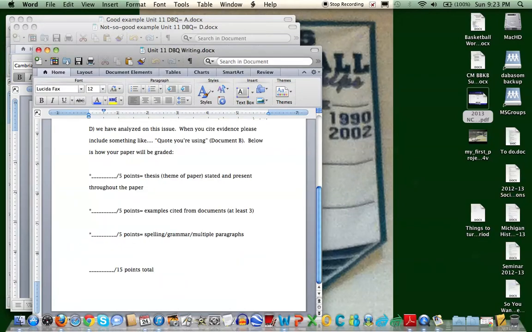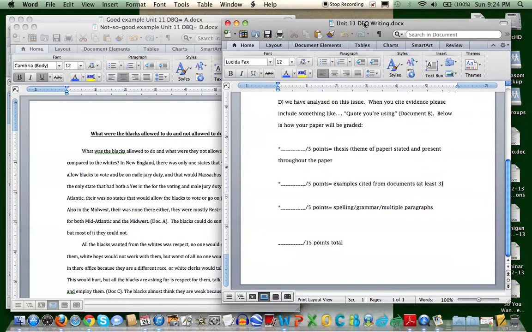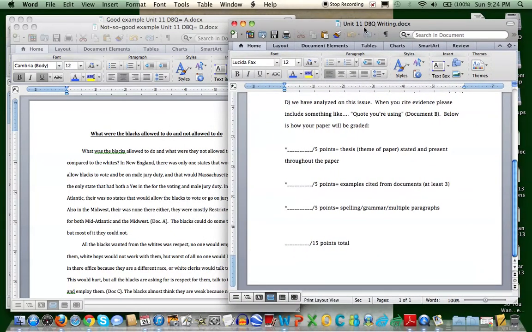Again, what I grade you on, out of the 15 points: 5 points were for the thesis and the theme of your paper. You had to explicitly state what your theory was and what your theme was, and you had to really develop that throughout the entire paper. Another 5 points were the examples cited from the documents. Remember, you had to have at least 3 examples cited. They had to be pertinent, which means they had to be important to what you were talking about. And then your spelling, your grammar, and multiple paragraphs.